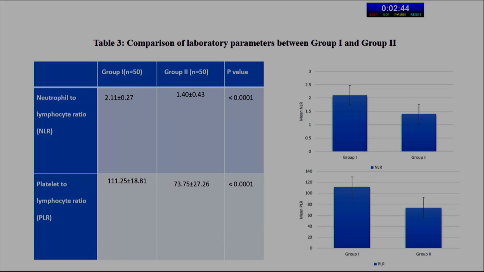Comparison of laboratory parameters between both the groups. In this, the neutrophil to lymphocyte ratio was seen to be higher in group 1, which is 2.11, and in group 2 1.40, and the platelet to lymphocyte ratio was also higher in group 1, which was 111.25, and the other group 73.75.